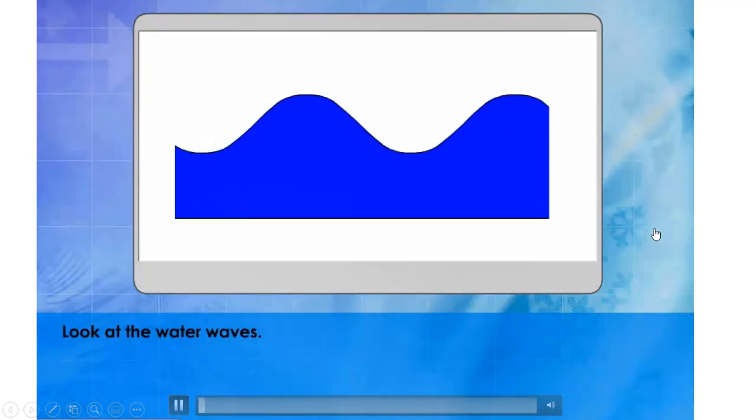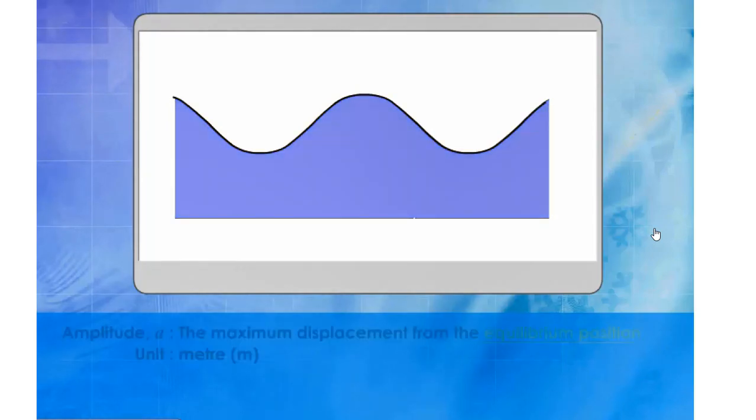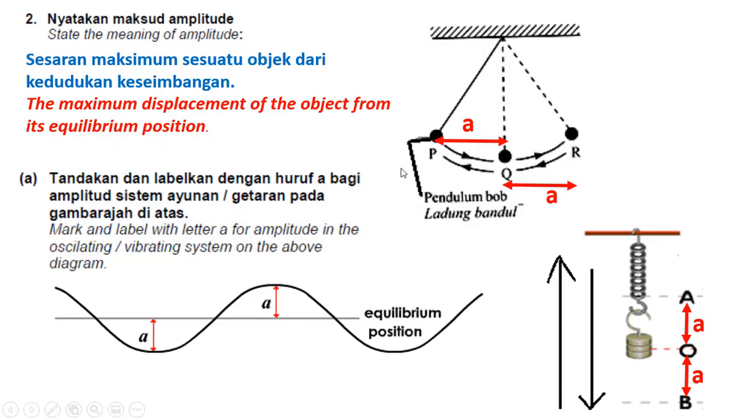Okay, next. So the amplitude is the maximum displacement of the object from its equilibrium position. So we have the pendulum here. This is point O to A, and here from O to A. And here is the vibration of the spring from O to B downward, back to O, and go up to A. So the distance OB is the amplitude, OA is also the amplitude.